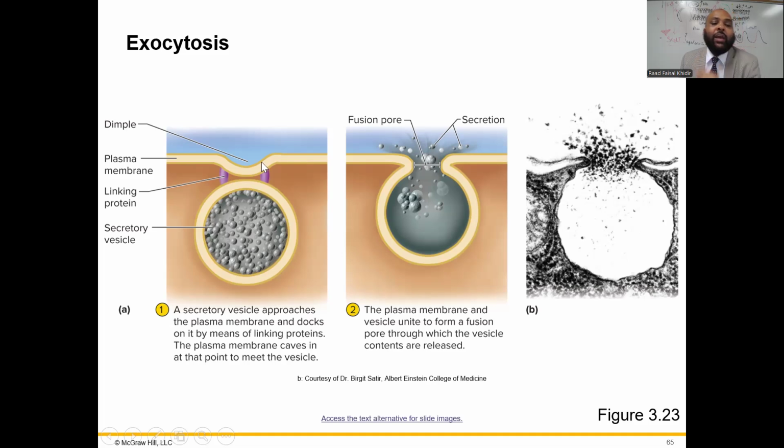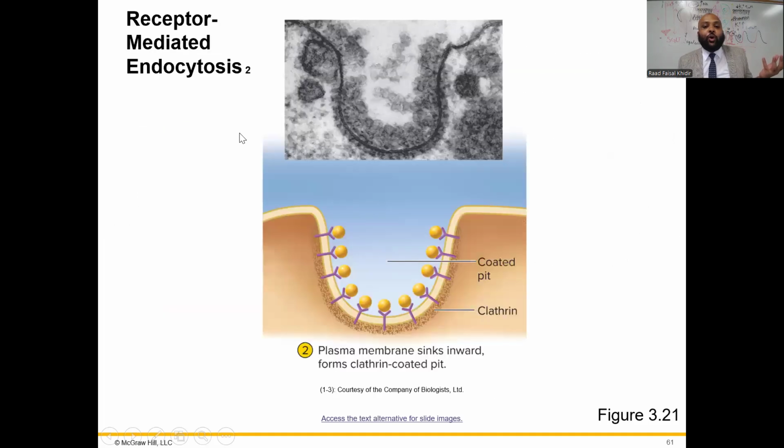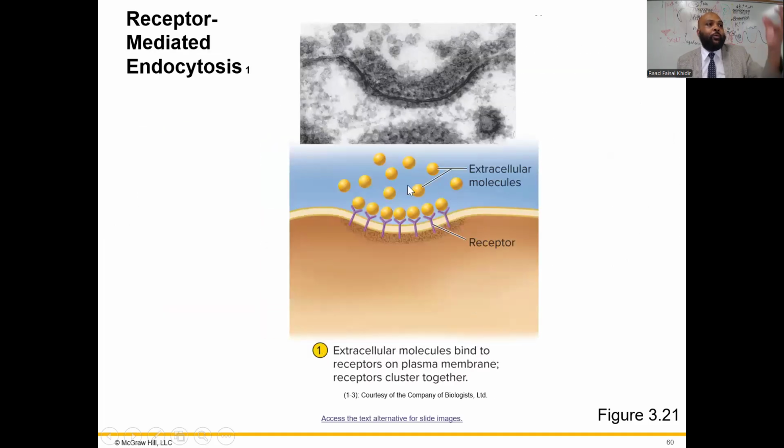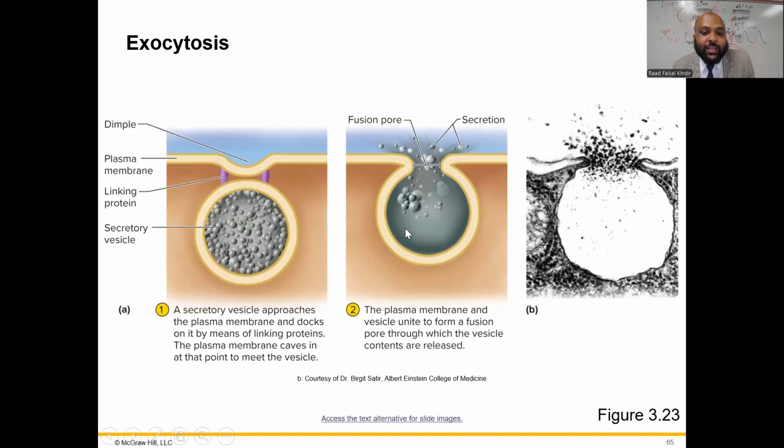So you see what's happening here is different from a clathrin-coated pit. In the clathrin-coated pit, we're trying to enter from outside to inside. We bind the receptor and then we get internalized. But in exocytosis, it's the opposite. We are moving out. So the plasma membrane and vesicle unite to form a fusion pore through which the vesicle contents are released.